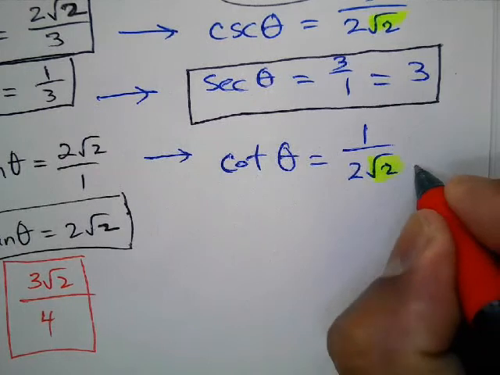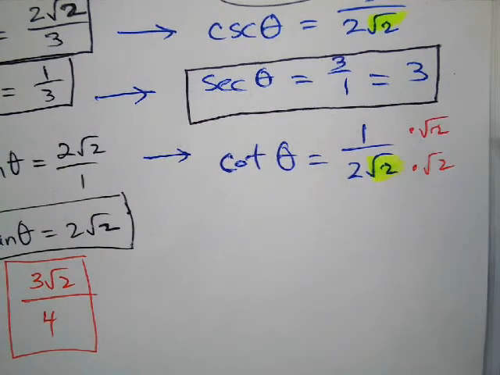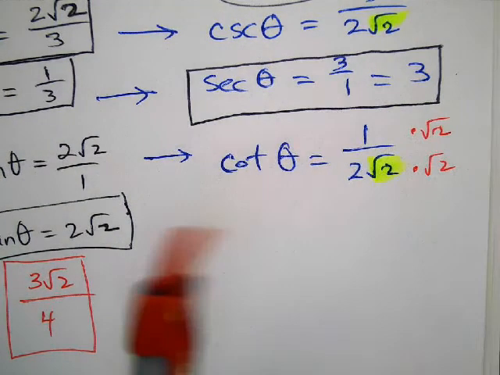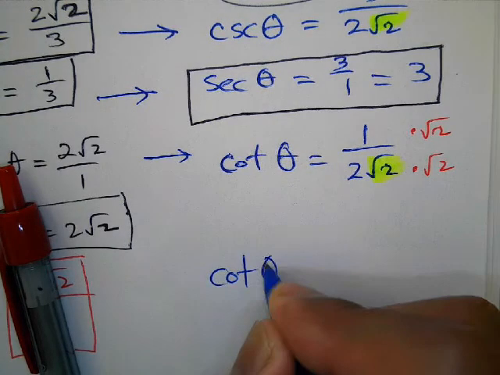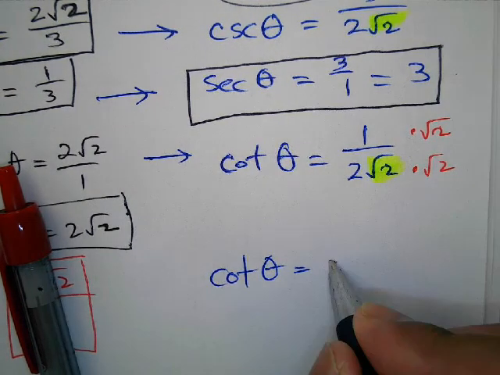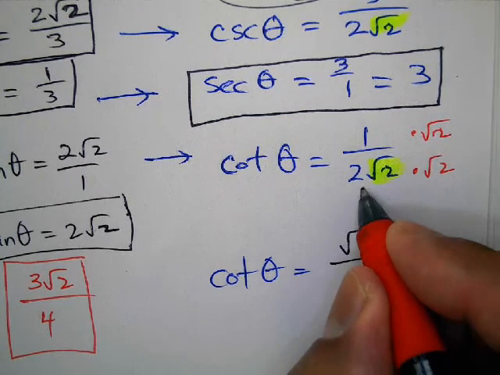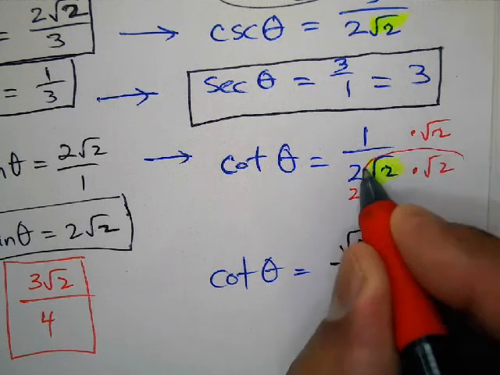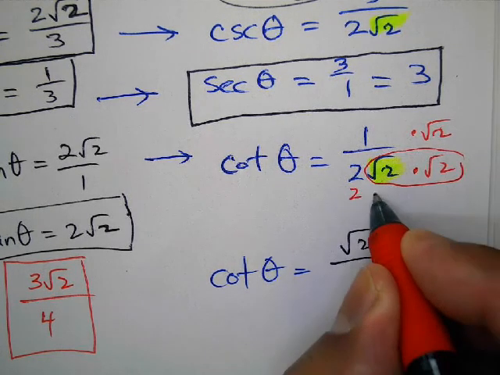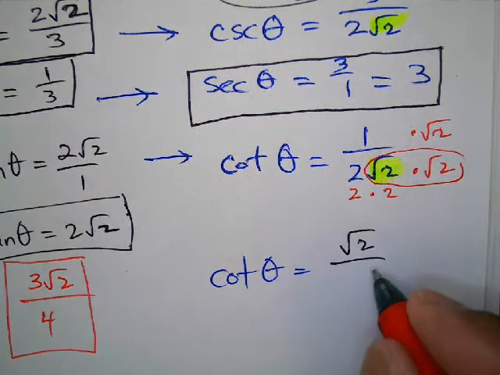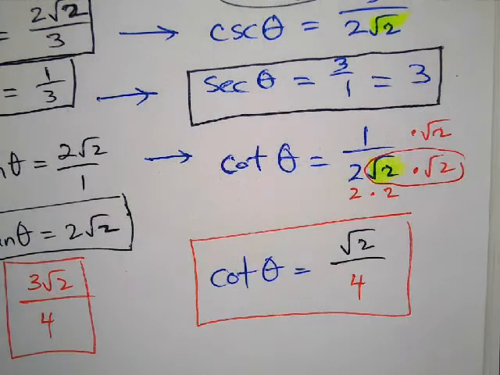Last one is cotangent. We've got to fix this one too, right? We could just do it here. Multiply by root 2. Multiply by root 2. 1 times root 2 will give you what? For the numerator, 1 times root 2 is just root 2. And the same thing here. This is a 2, and then the square root of 2 times another square root of 2 is going to give you another 2. So here will be the answer for cotangent. All right. That is it. Thank you so much.